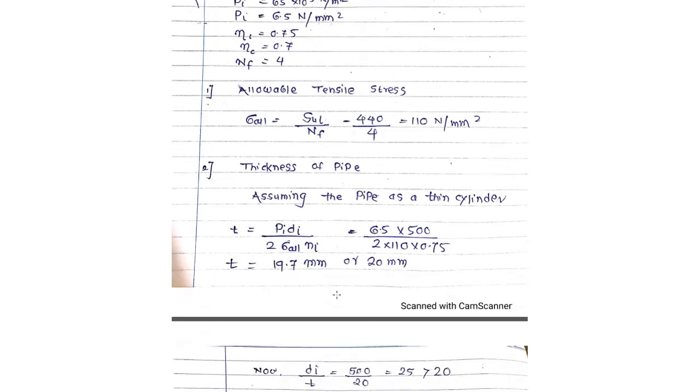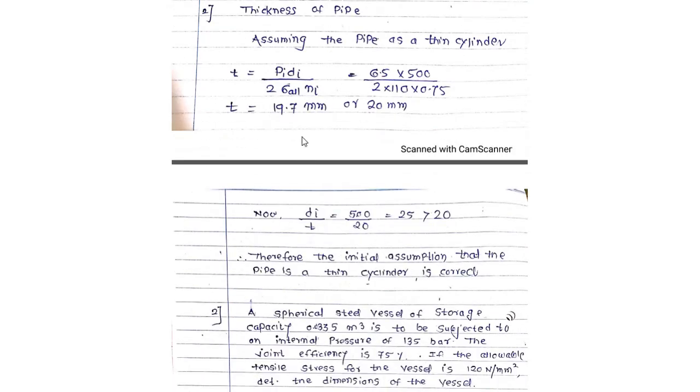But the big question is what? Here we have considered a thin cylinder. For a thin cylinder, you should remember there is one ratio, that is di by t, which should be greater than 20. It means the value of di is 500, and t you have just calculated is 20. This ratio should be greater than 20.